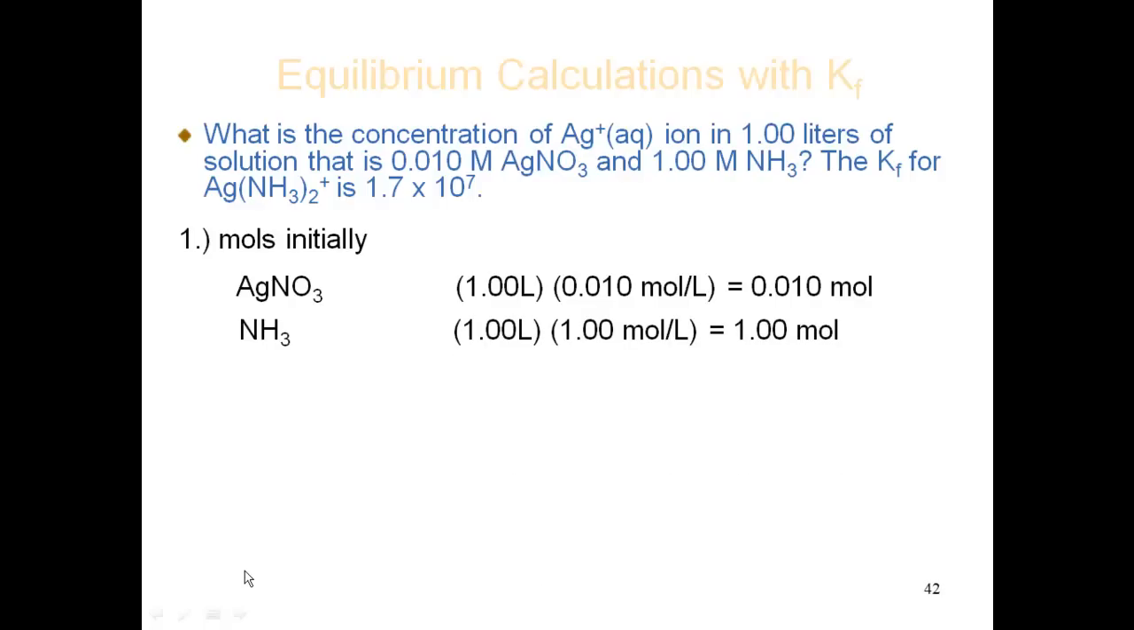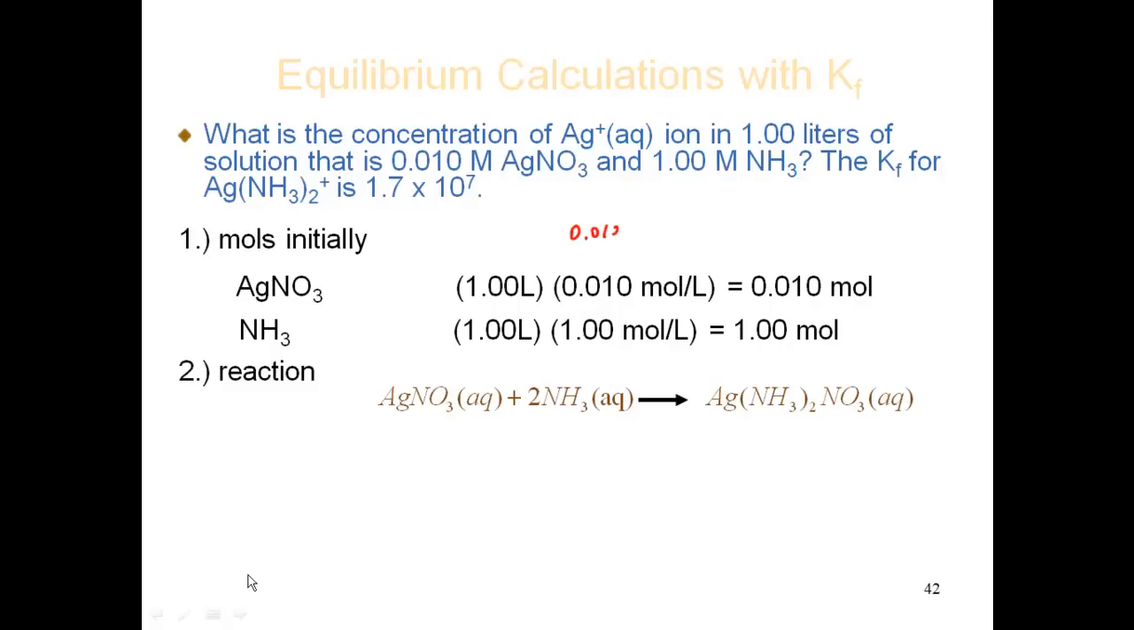Okay, next I have to write my reaction. So I write my reaction, which is silver nitrate plus 2 ammonias gives me my diamine silver nitrate complex. Okay, next I have to figure out what's my limiting reagent. Well, I'm putting in 0.01 moles of silver nitrate and 1 mole of ammonia. Okay, I can't just take the smaller number because now I have a coefficient there. It's not 1-to-1 like the acid-base stuff. So I have to figure it out.